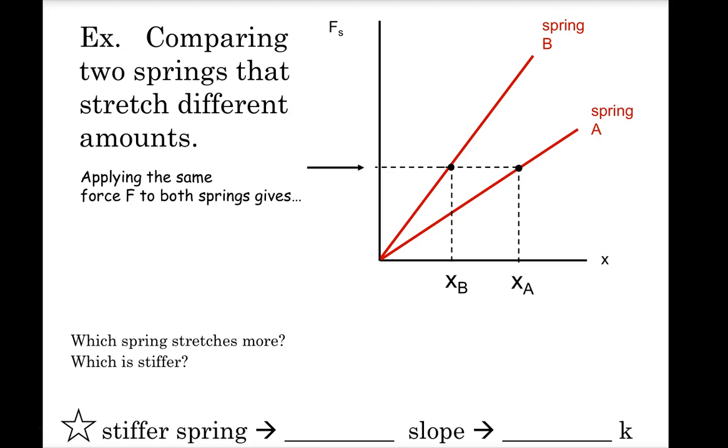And it's clear then that A has stretched a lot more than B. It's gone farther from the same force. Which spring is stiffer? Spring B, because it's harder to move. Now, how does stiffness relate to slope? Well, a stiffer spring is associated with the greater slope and the larger spring constant, which makes perfect sense when you look at the formula.